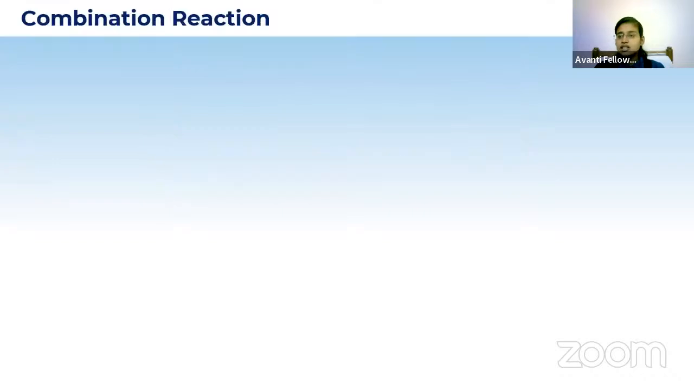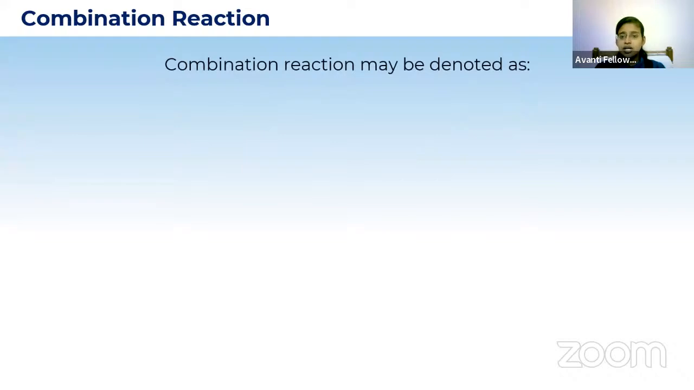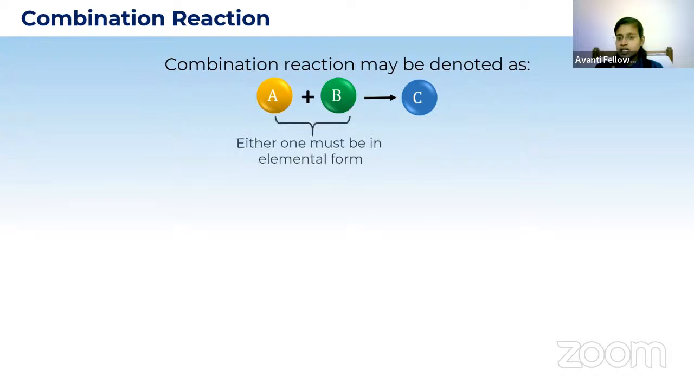So what is a combination reaction? A combination reaction may be denoted as A plus B giving C. If A and B combine with each other to form C, then we call those reactions combination reactions. We are taking 2 reactants, A and B. Among these, either one of the reactants must be in the elemental form. That is the condition. Elemental form means uncombined state.